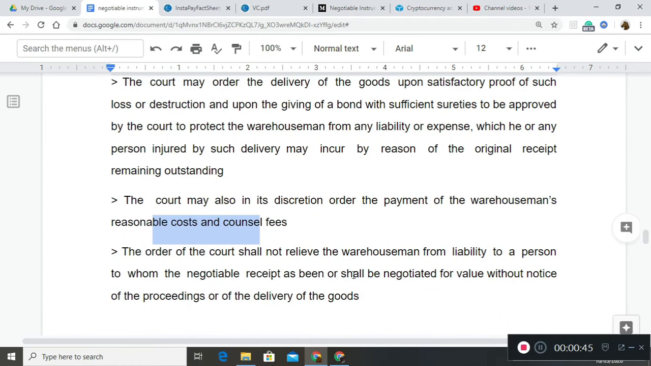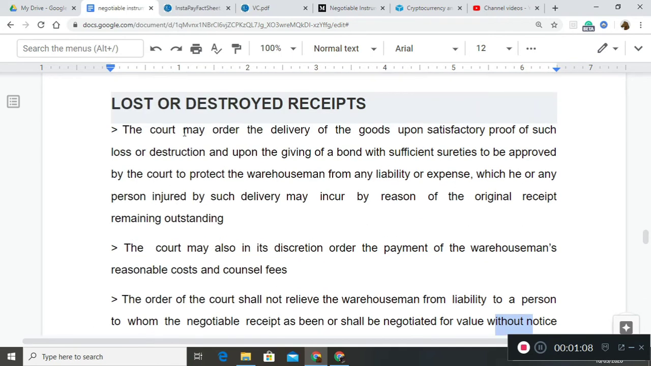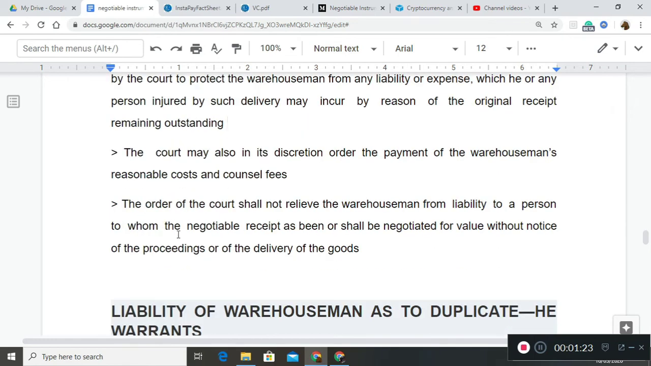The order of the court shall not relieve the warehouseman from liability to a person to whom the negotiable receipt has been or shall be negotiated for value, without notice of the proceedings or the delivery of the goods. So this is similar to a holder in due course. If that person did not have notice that there were court proceedings already and that the court had already ordered the delivery of the goods because it was satisfied that there was loss or destruction of the receipt, then the warehouseman has to become liable.